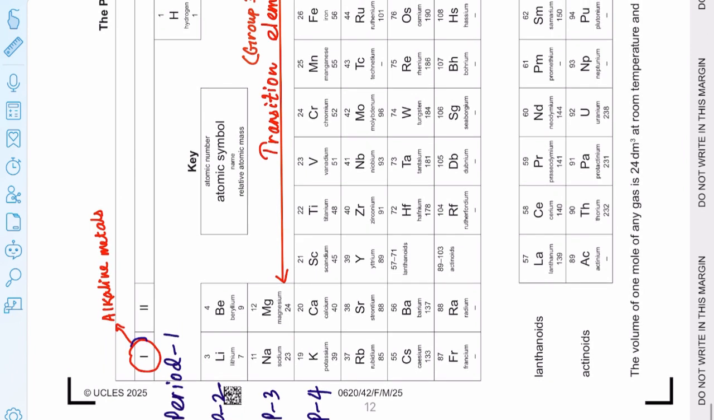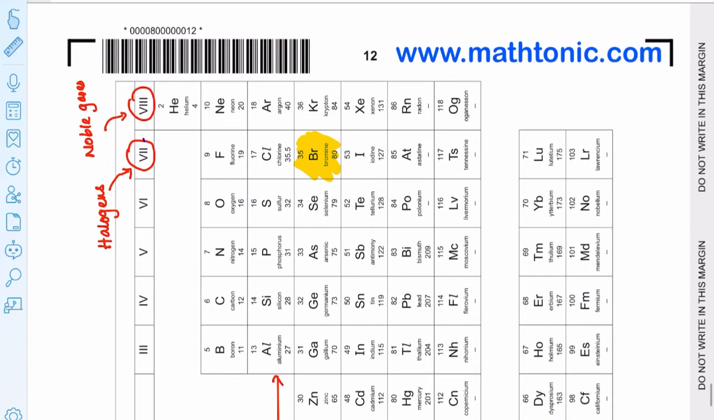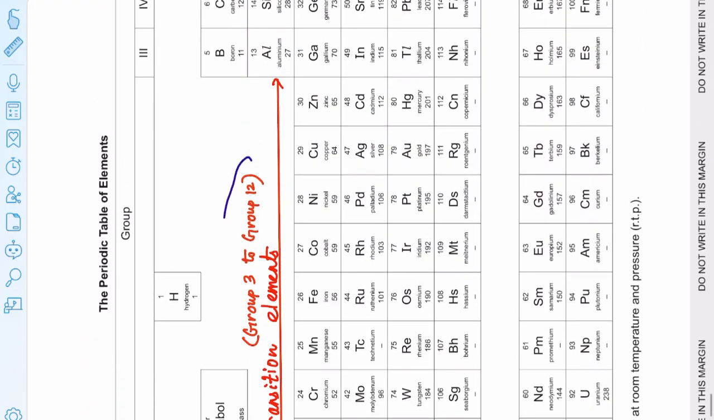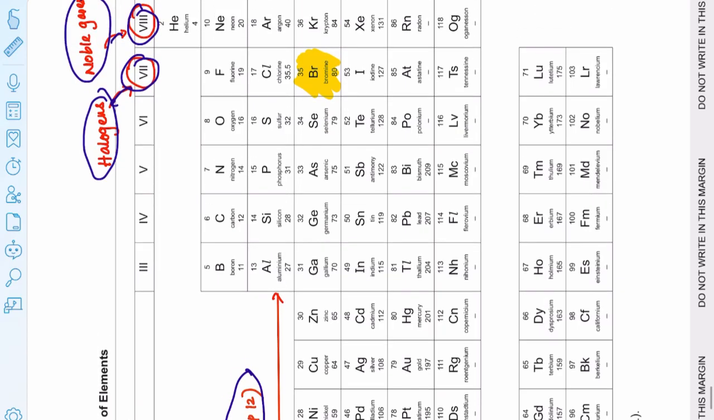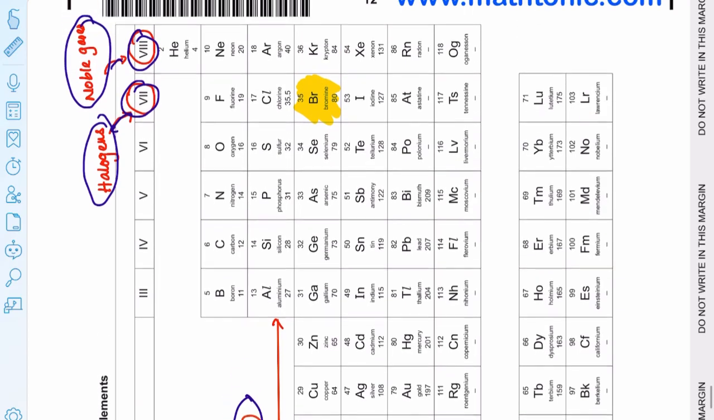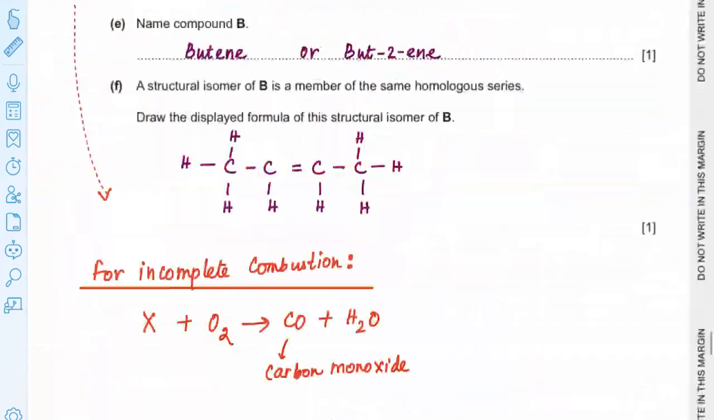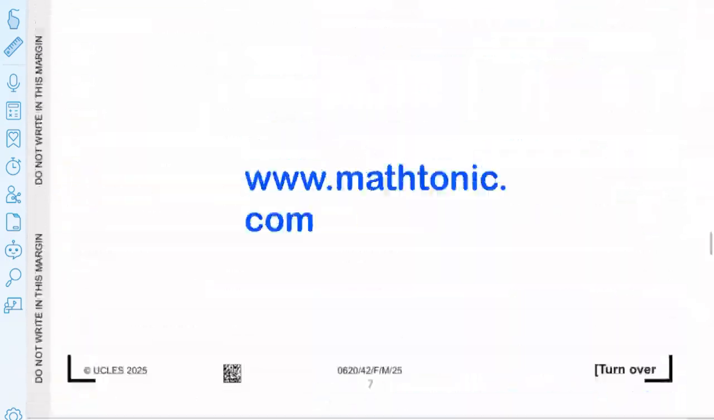This is group 1, known as the alkali metals. You can see here that group 7 is known as the halogens. Group 8 is known as the noble gases, and group 3 to group 12 are known as the transition elements. Got it? So group 7 is known as the halogens. That's what the question is all about.